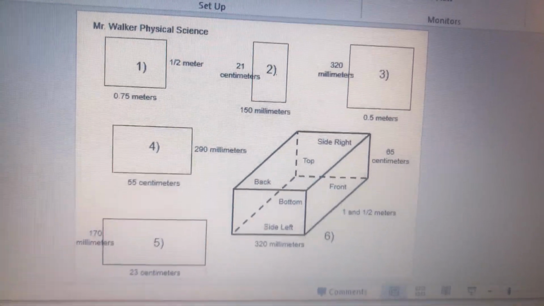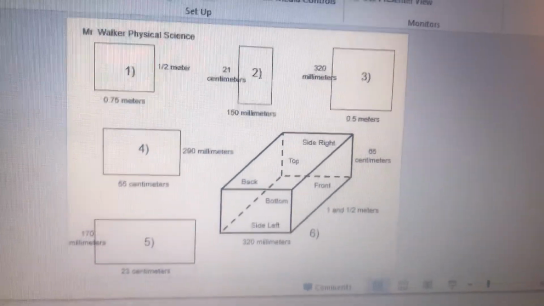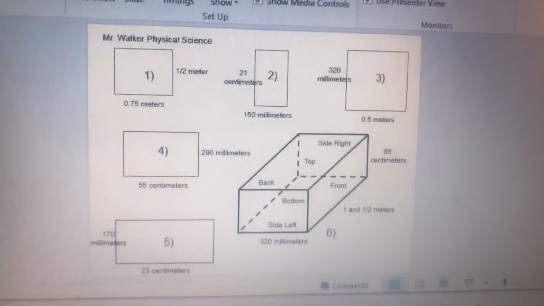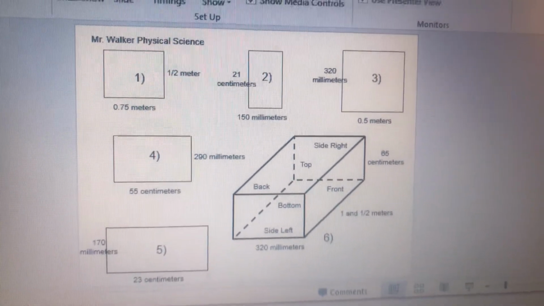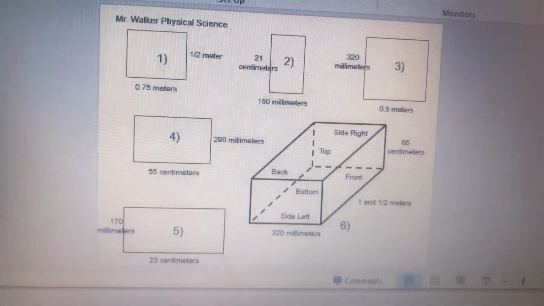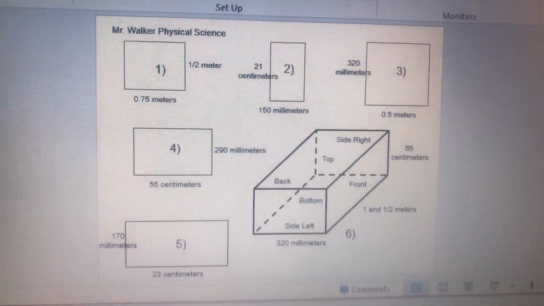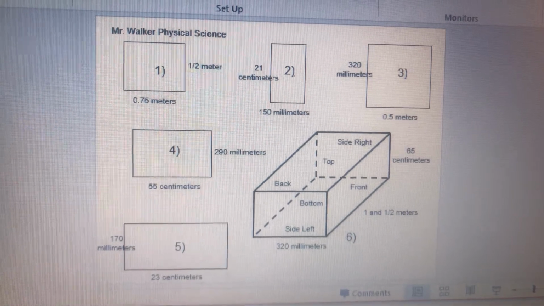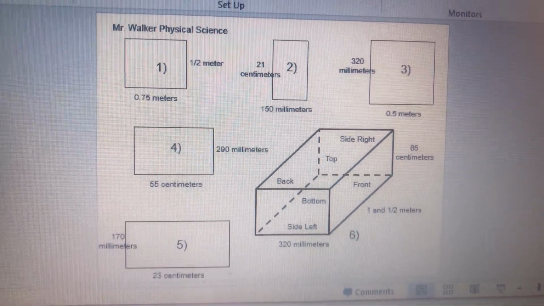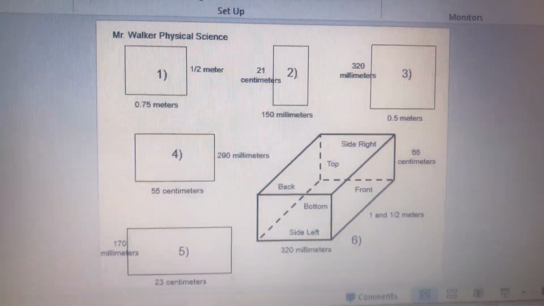So I hope this helps in terms of you understanding the whole concept of centimeters to millimeters to meters, and work on that, because so much of what we get is made outside of the United States, and they use the metric system. Okay, see ya, bye.